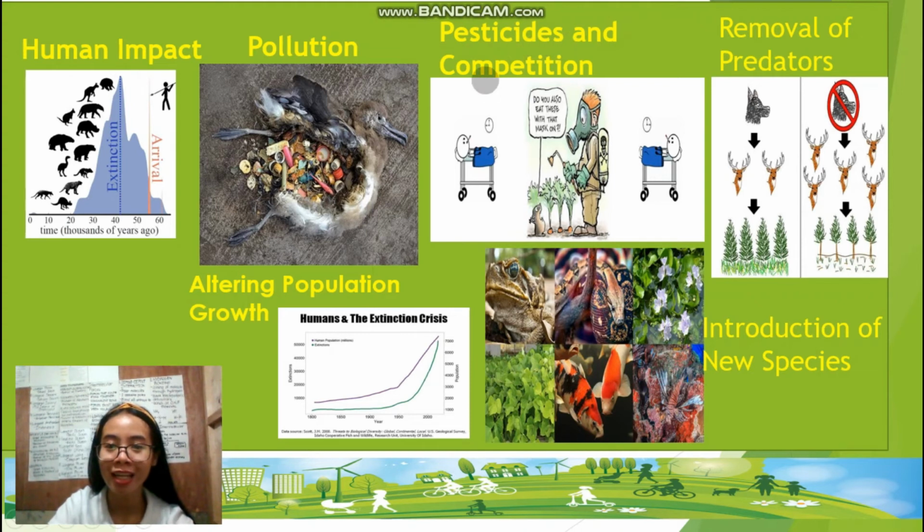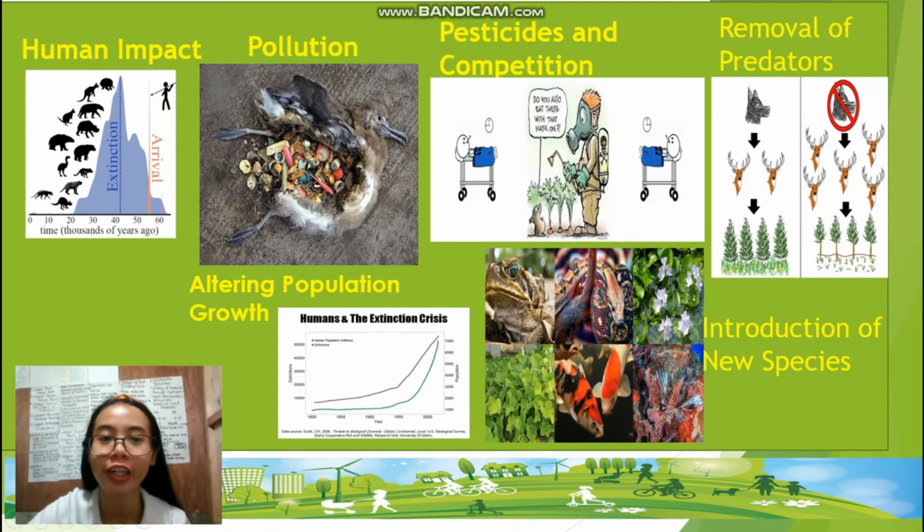Next is pesticides and competition. Removal of competing species can cause ecological release, a population explosion in that species. Then removal of predators. Predator release is common where humans hunt, trap, or otherwise reduce predator populations, allowing the prey populations to increase, because predators are being removed due to hunting.